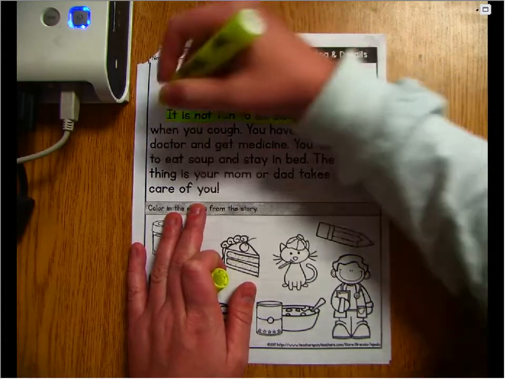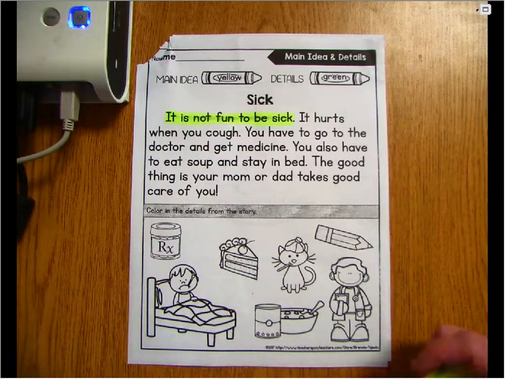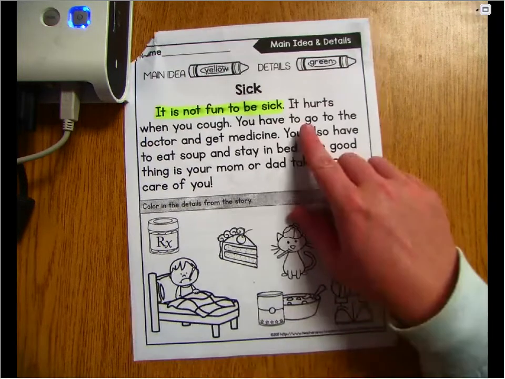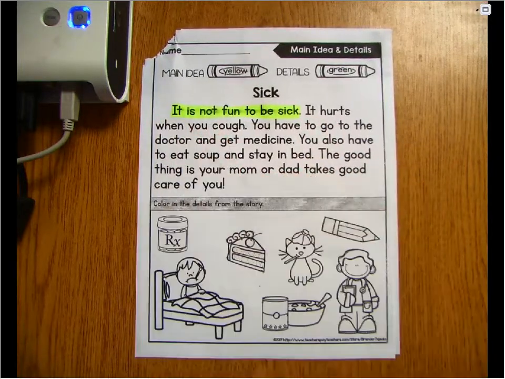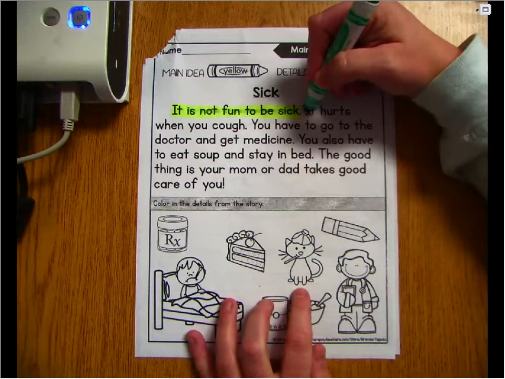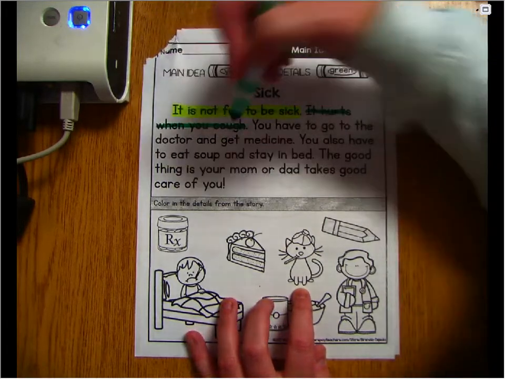Now I want to find the different details that help support how it is not fun to be sick. This first sentence, it hurts when you cough. It hurts when you cough sounds like something that is not fun when you are sick. So I'm going to highlight that one green. That is a key detail.